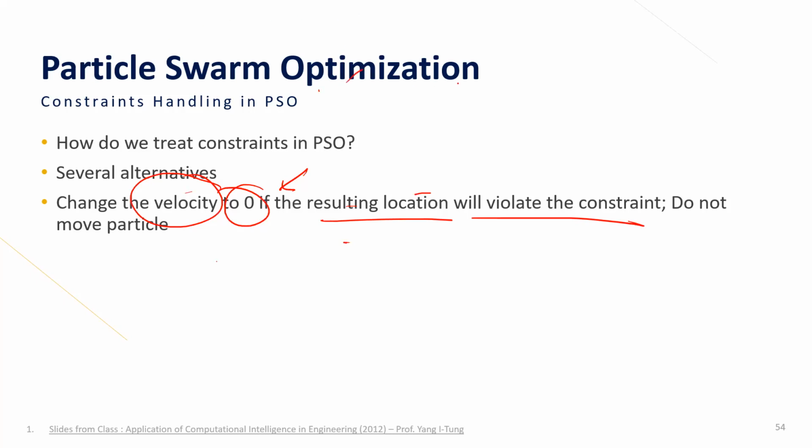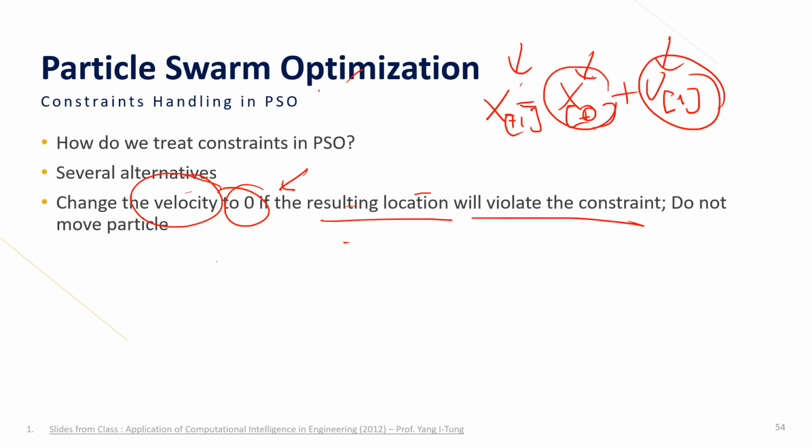We have the formula x(t+1) = x(t) + v, right? The next location is equal to the current location plus the speed. If you know that this speed will make the location, when added to the current location, go out of bounds or violate the constraint, you can decide to make the velocity equal to 0, like what it says here.